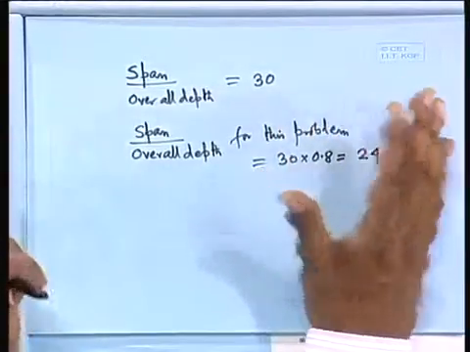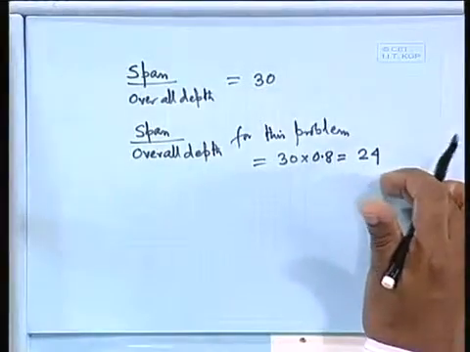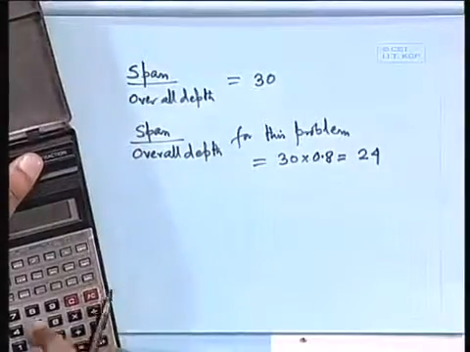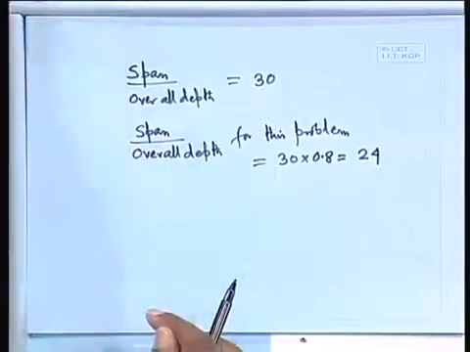Otherwise, let us try this problem first. Maybe it is not economic, but at least it will be safe. That is our guideline, our first attempt. When you are doing this problem the first time, let us keep it on the safer side, and that's why I am taking 30. But if I take 35 times 0.8, which comes as 28, I do not know whether after providing the percentage of steel it will be safe or not.